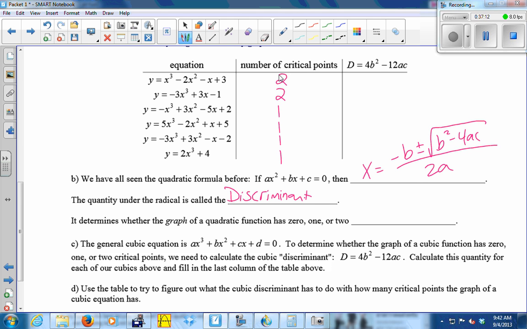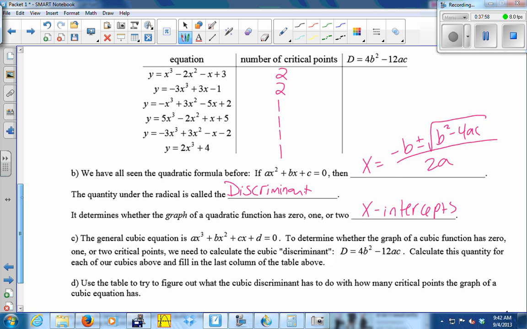So it determines whether the graph of a quadratic function has 0, 1, or 2 x-intercepts. If the thing under the radical sign is negative, that means you have no real solutions, which means you have no x-intercepts. If it is 0, you're going to have exactly 1 real solution, so you have 1 x-intercept. And if it is positive, you're going to have 2 real solutions because of the plus or the minus, and you end up with 2 x-intercepts. So any parabola can have 0, 1, or 2 x-intercepts, and that is determined by the discriminant.